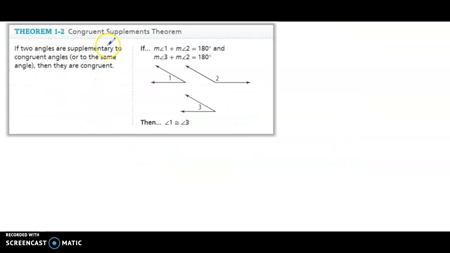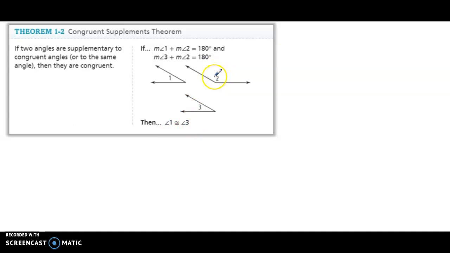The next theorem is called the congruent supplements theorem. And this theorem says that if two angles are supplementary to congruent angles or to the same angle, then they are congruent. So in this picture here, if I told you that angles 1 and 2 add up to 180, and that angles 3 and 2 add up to 180, then what we would know is that angle 1 is congruent to angle 3. And it kind of makes sense, right?